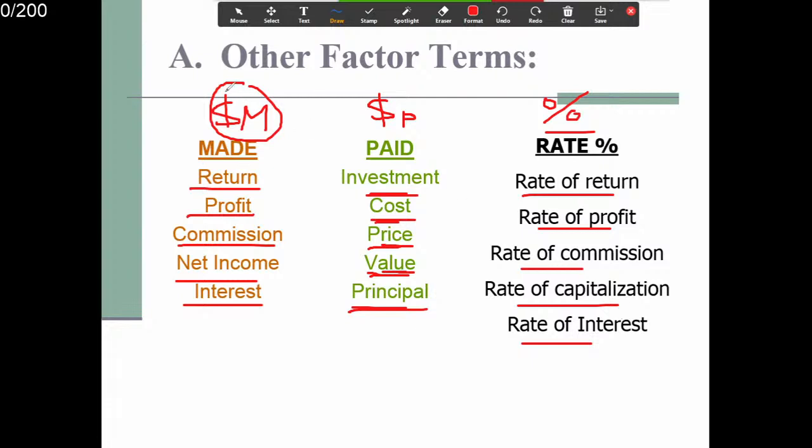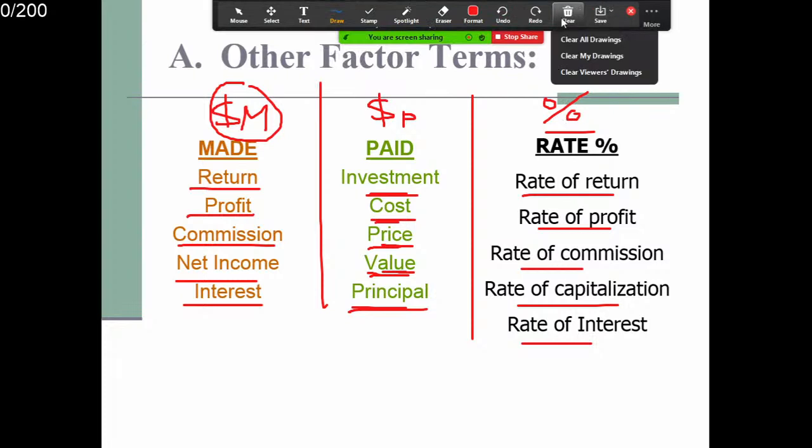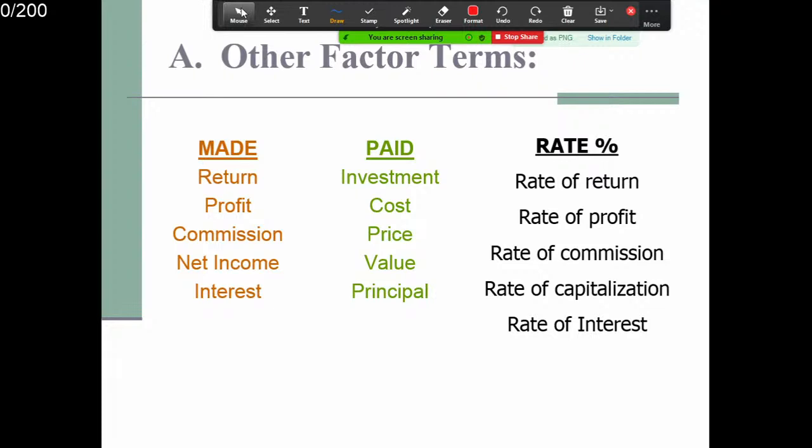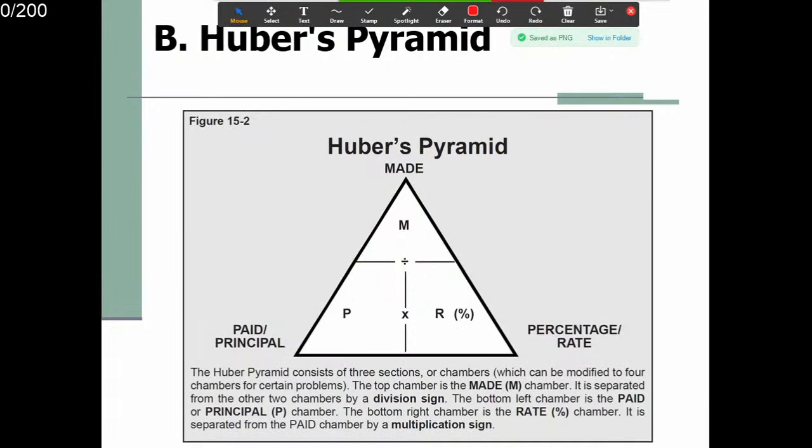Okay, so these are the 3 things that you have to know. They call it different things, but you have to know the context, what they're talking about: how much you put in, how much you made, or what the percentage is.